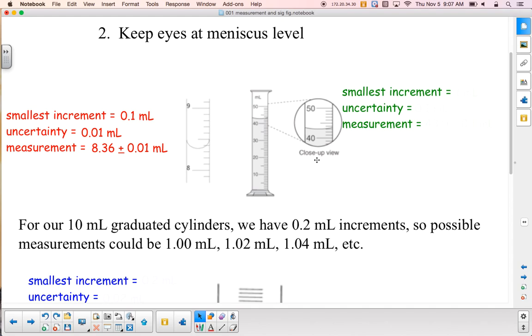Here's a different graduated cylinder. This one has numbers at 40 and 50 milliliters, which must mean that the individual volume markings in between, the tiniest little increments, in this case must represent 1 milliliter. 10% of that is an uncertainty of 0.1 milliliters.